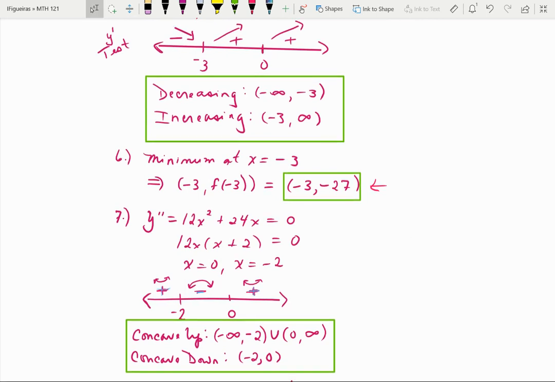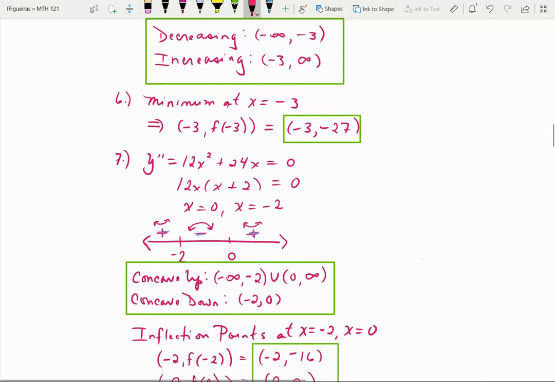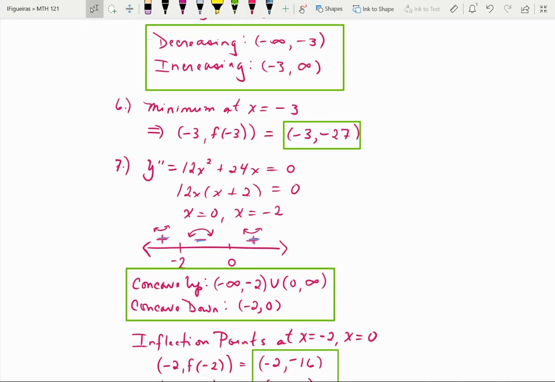All right, so now we take the second derivative. The second derivative is 12x squared plus 24x. Factoring, you can factor out a 12x times x plus 2, so x is 0, x is equal to -2. Those are your potential inflection points. So again, we put those two numbers on the number line. Always put them in numerical order, so -2 goes first, then 0.